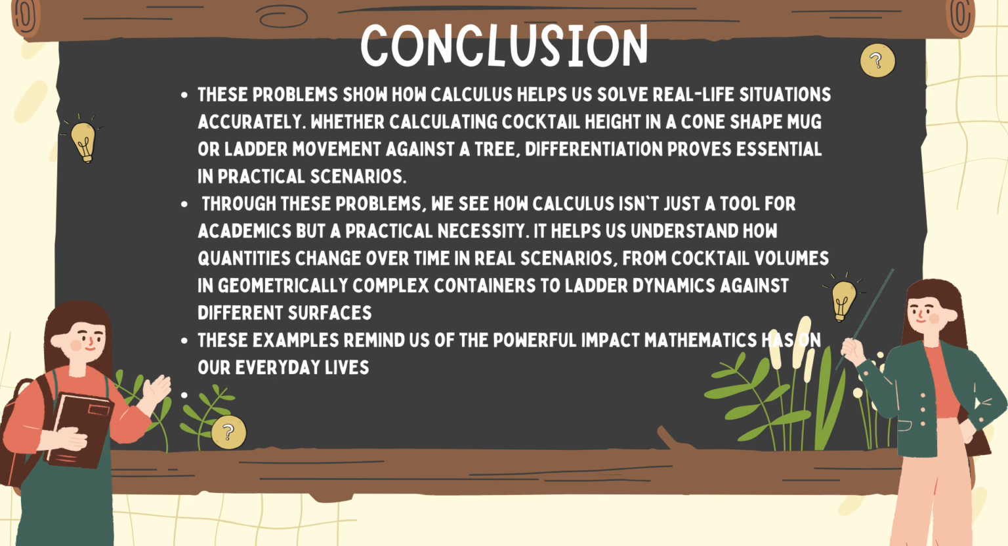So, for the conclusion, these problems show how calculus helps us solve real-life situations accurately, whether calculating cocktail height in a cone-shaped mug or ladder movement against a tree. Differentiation proves essential in practical scenarios. Through this problem, we see how calculus isn't just a tool for academics but a practical necessity. It helps us understand how quantities change over time in real scenarios, from cocktail volumes in geometrically complex containers to ladder dynamics against different surfaces.